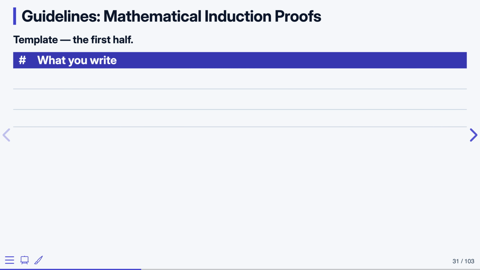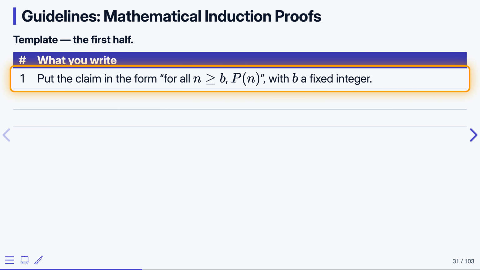Let's collect the steps into one clean template. This is the first half. Step 1. Put the claim in a fixed shape. For all n greater than or equal to b, P of n. Here b is the starting integer.